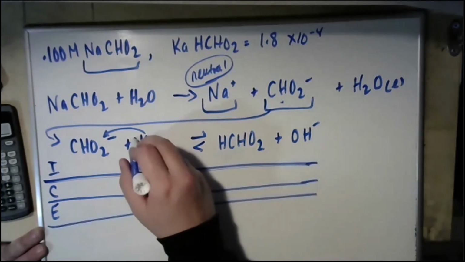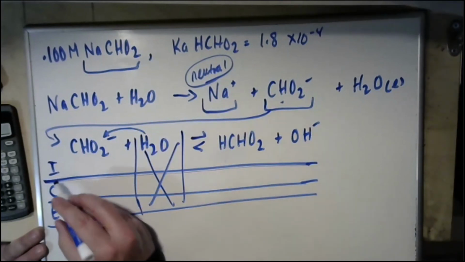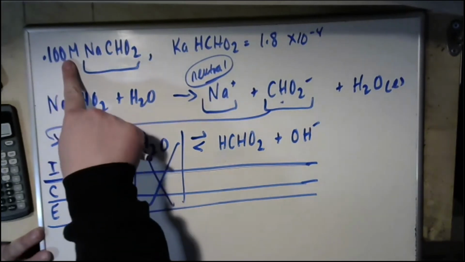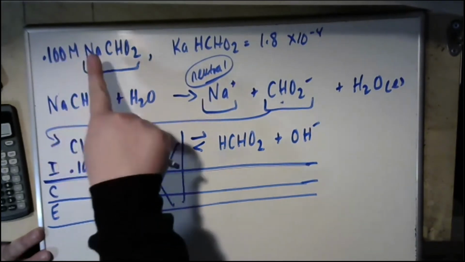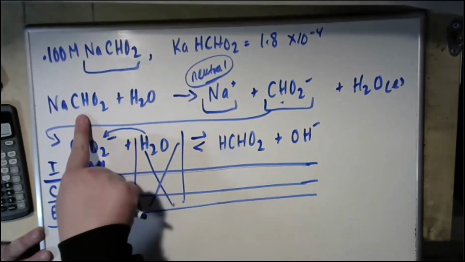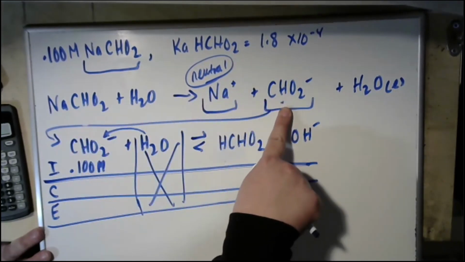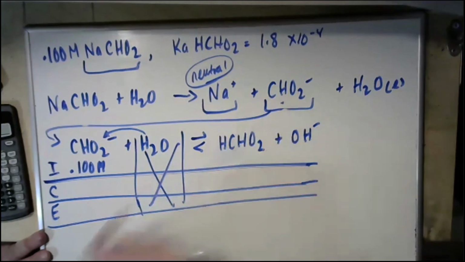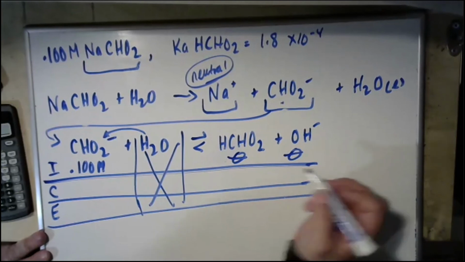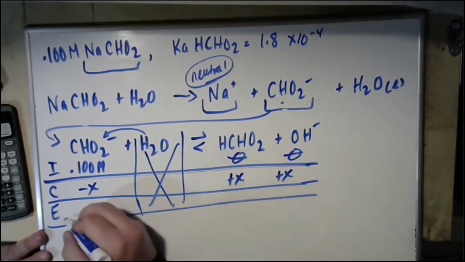Okay, so this is all going to look very similar to what we've already done. We have an initial concentration of 0.100 molar because when this dissociates in solution, it's in a 1-to-1 ratio. So if I have 0.1 molar of my original compound, I'm going to have 0.1 molar of my basic anion. Okay, and I'll have none of that to start. Minus x plus x plus x.